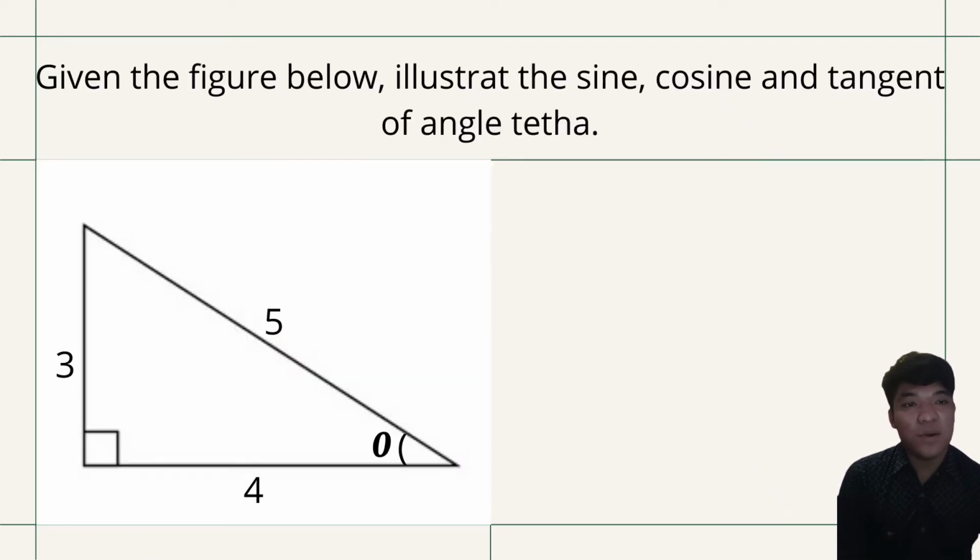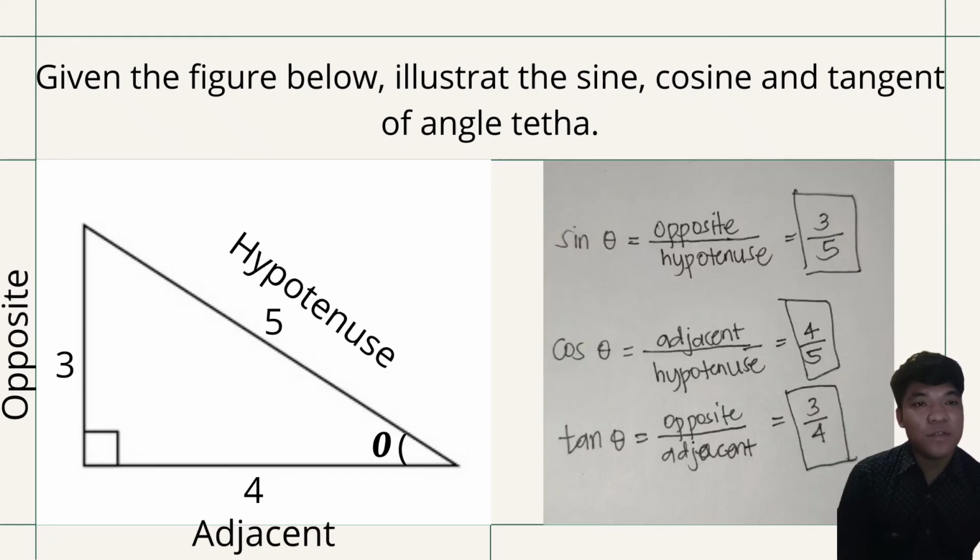So just writing a ratio or decimal. Given the figure below, illustrate the sine, cosine, tangent of angle theta. So we have here the angle theta, and the values are 3, 4, 5. So the solution is here. We must first locate where the hypotenuse, adjacent, and opposite are. So as we locate the angle theta, we will mark the opposite side as opposite. Then there exists a 90-degree angle, the opposite of that is the hypotenuse, and the remaining side is the adjacent.